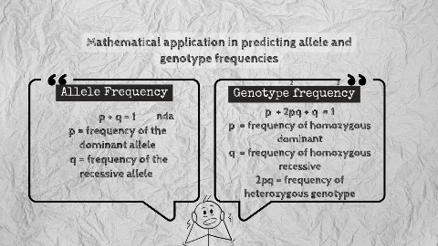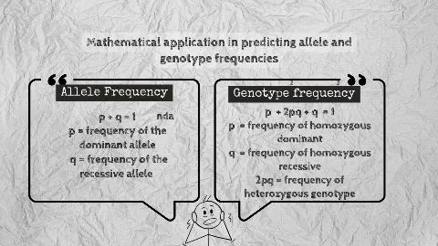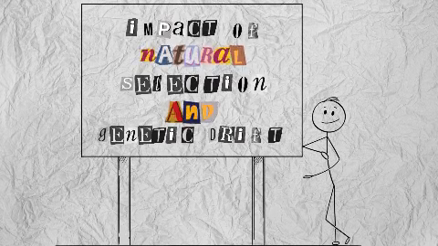The allele frequency equation is p + q = 1, where p is the frequency of the dominant allele and q is the frequency of the recessive allele. The genotype frequency equation is p² + 2pq + q² = 1, where p² is the frequency of homozygous dominant individuals, 2pq is the frequency of heterozygous individuals, and q² is the frequency of homozygous recessive individuals. Now, let's look into the impact of natural selection and genetic drift.